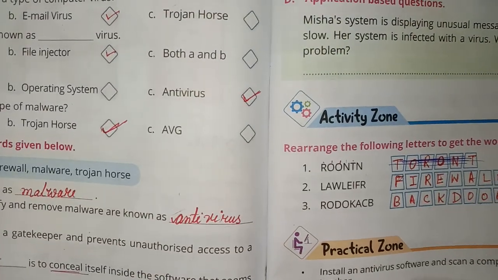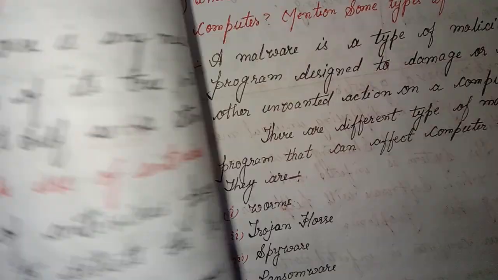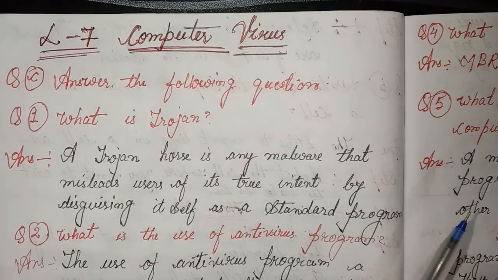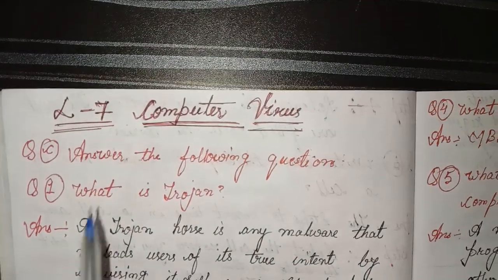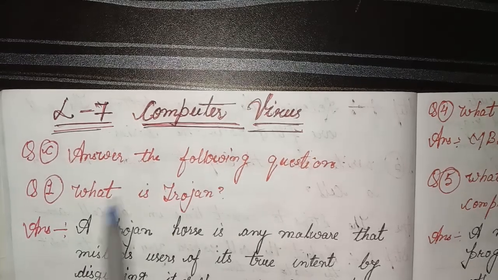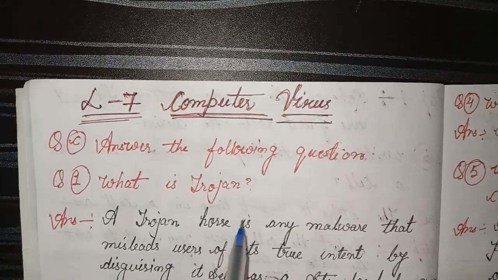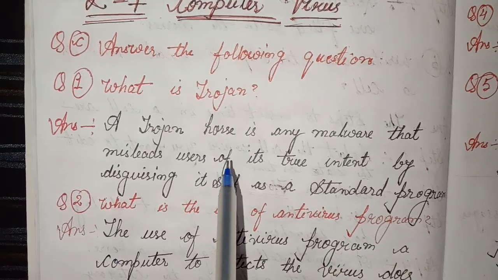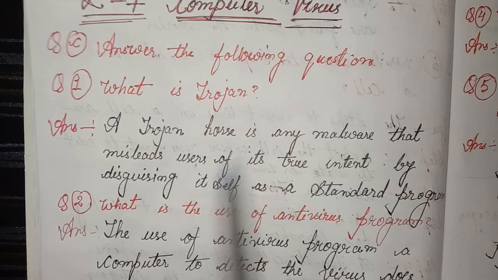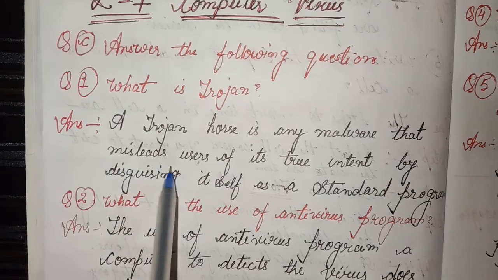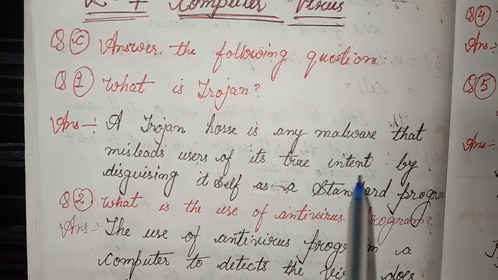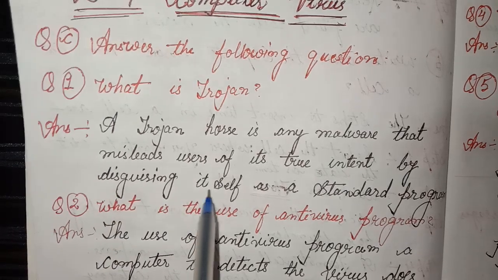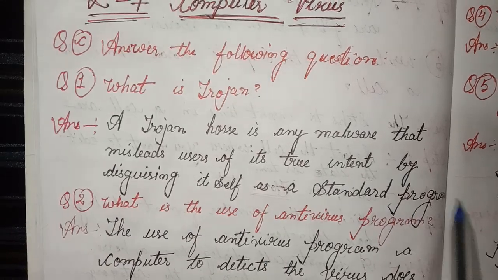After that, I will solve question answer in notebook. Seven, computer virus. Answer the following question. First, what is Trojan? Answer, a Trojan horse is any malware that misleads users of its true intent by disguising itself as a standard program.